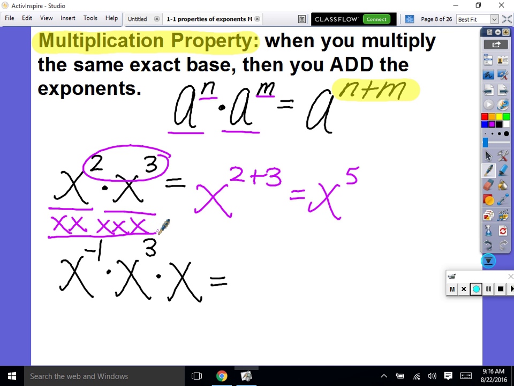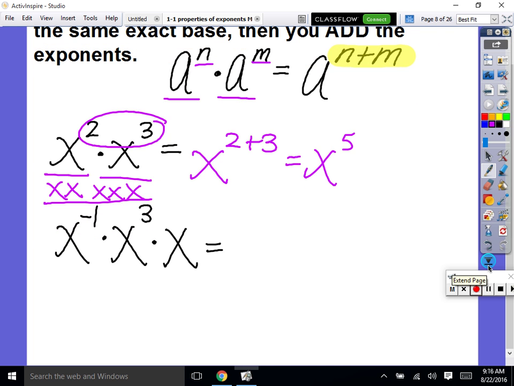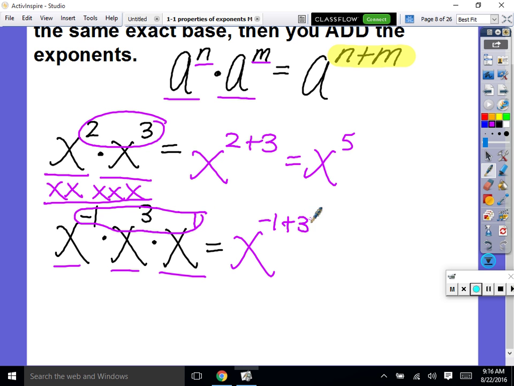Next example, a little teeny bit harder. We have x to the negative 1 times x to the 3rd times x. What is the exponent on x here? Don't say 0. What is it really? 1. Very good, right? If there's nothing there, it goes without being said it's a 1. We're multiplying the same base, so don't we add our exponents? So we have x to the negative 1 plus 3 plus 1. So that becomes x to the 3rd. Questions? Okay.